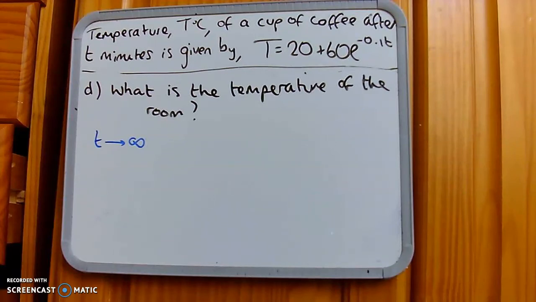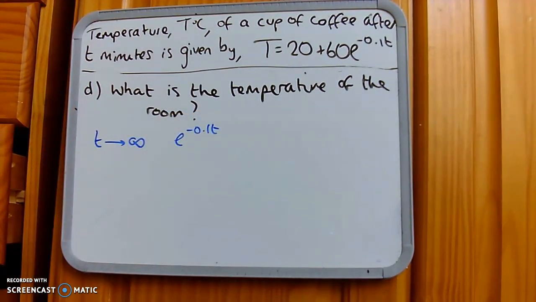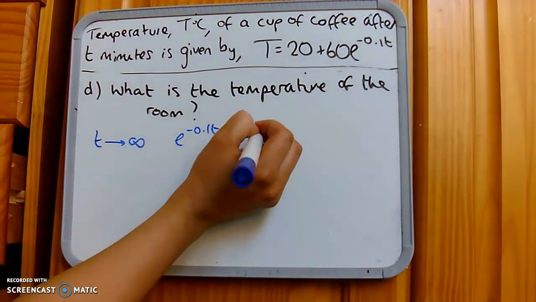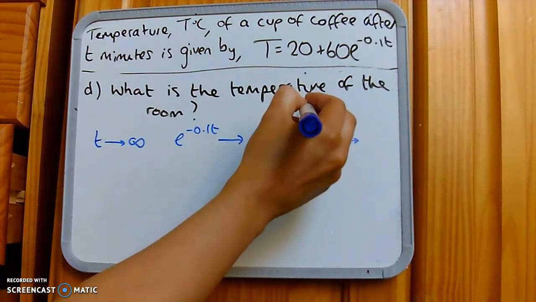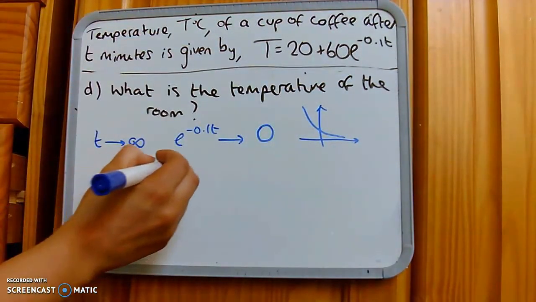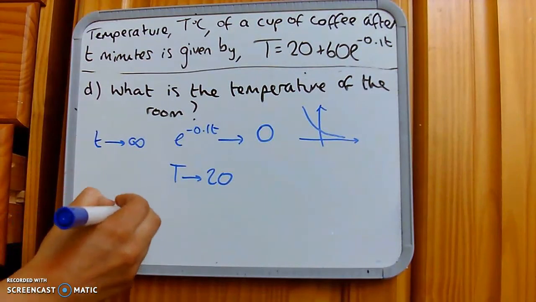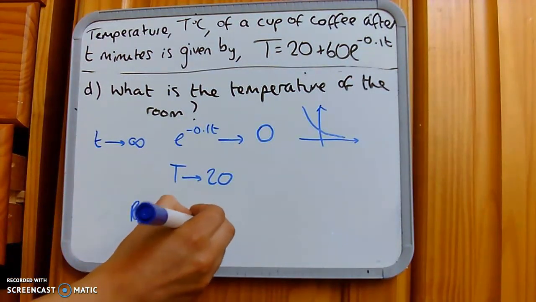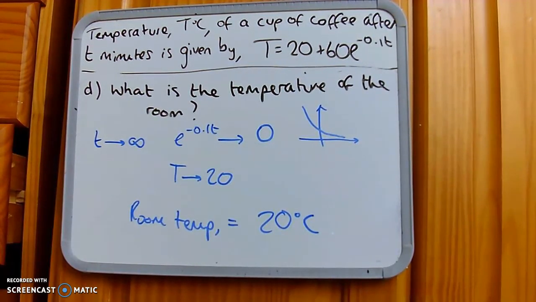But if we just imagine the extreme, well, if this happens, then I know that this part here, the e to the negative 0.1 t, is going to tend towards 0. It's that decay model, and if you remember a decay model, it gets closer and closer to 0. So if that tends to 0, if I look back to here, that means that T is going to tend towards 20, because this will just be left by itself, because that will be 0. So the room temperature must be 20 degrees C, because that's what it's going to end up being at the end.